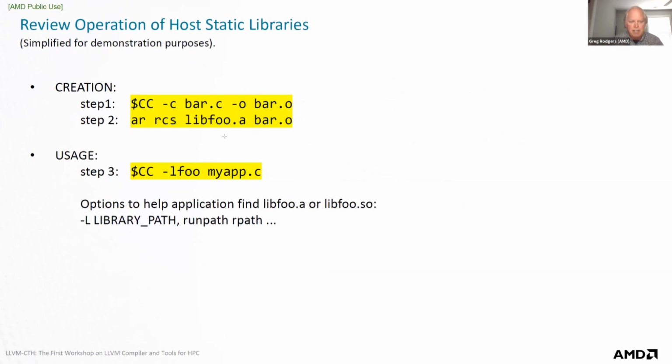And this is very simplified. Of course, there's ranlib and a couple other things that you might want to do for optimization. But these are essentially the first two steps in creating a library. And then, of course, when you use this library, you say compile and you say -lfoo. Now, there are also other arguments, environment variables, and things to help an application find this library, like -L and library path and run path.